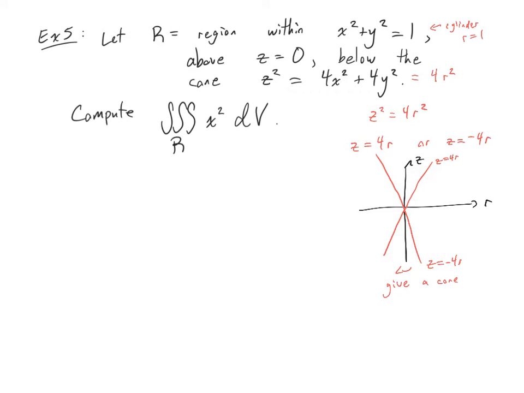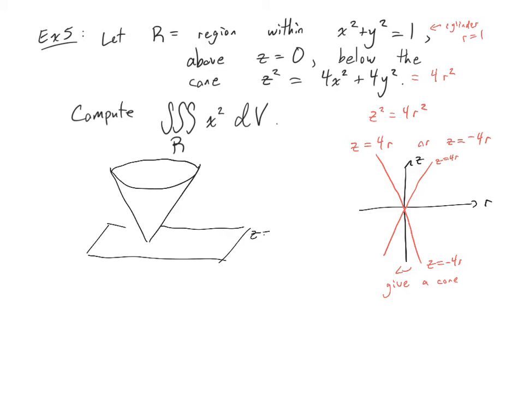I've got this cone, and I also have the z equals 0 xy plane. And I've got the cylinder, x squared plus y squared equals 1. Now, that's r equals 1, so I can also graph that over here, in the zr plane.